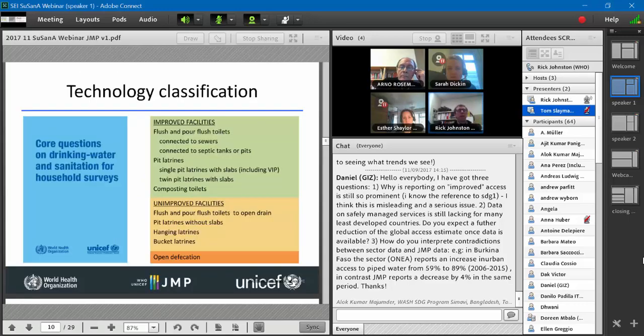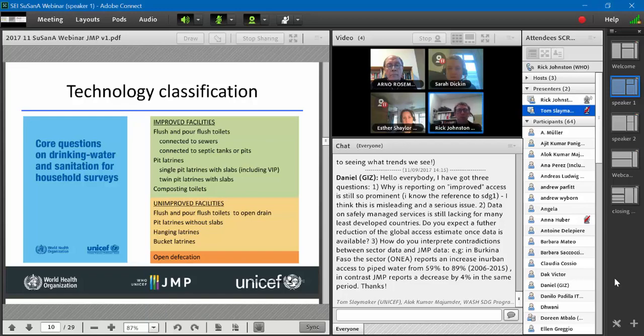Okay, now let's unpack that a little bit and see where those numbers came from. So the starting point for this whole analysis is to classify households into using improved facilities or unimproved facilities, or in fact no facilities at all, and open defecation.